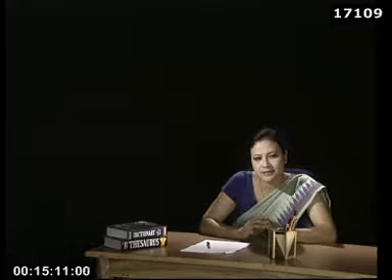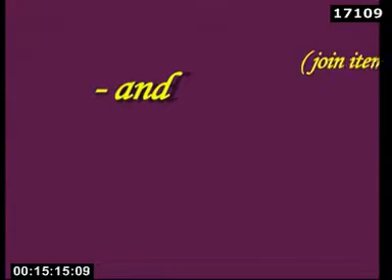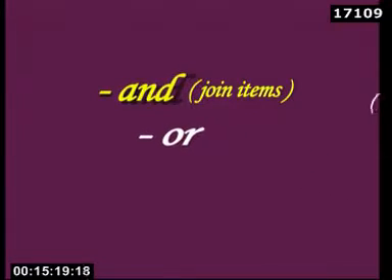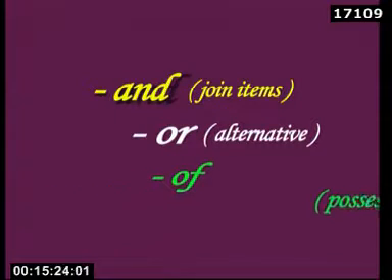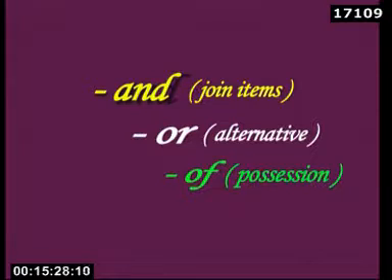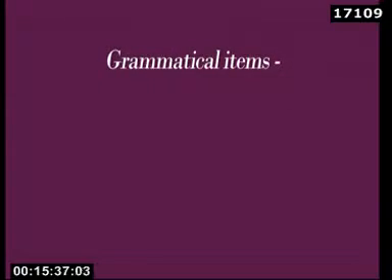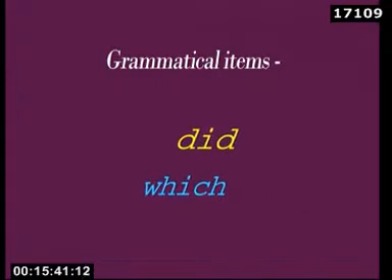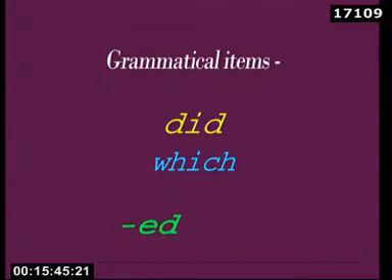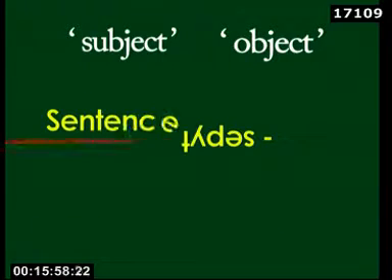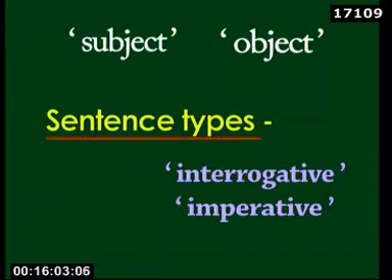Empty words have little or no intrinsic meaning. They exist because of their grammatical function in the sentence. For example, "and" is used to join items, or "or" is used to indicate alternative. "Of" sometimes indicates possession. These words have grammatical meaning. Grammatical meaning refers mainly to the meaning of grammatical items as did, which, or past tense marker ed. Grammatical meaning may also cover notions such as subject and object, sentence types as interrogative, imperative, etc.